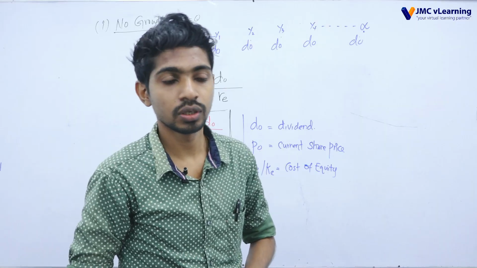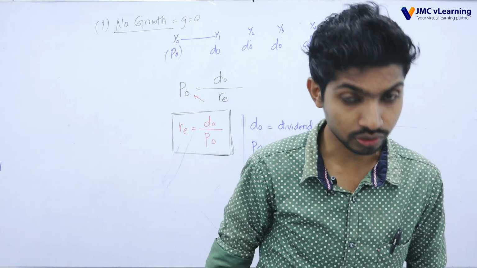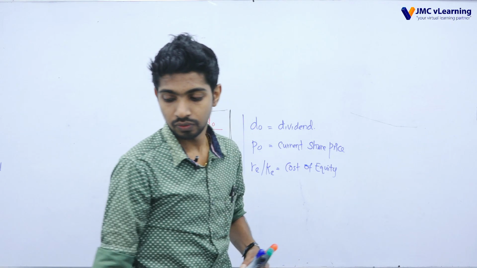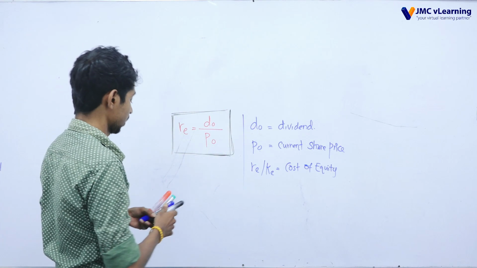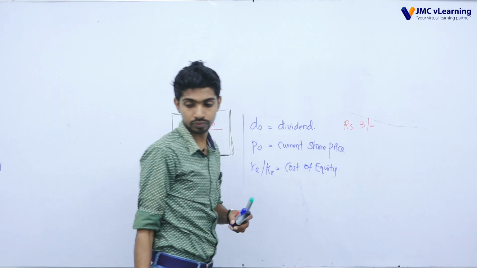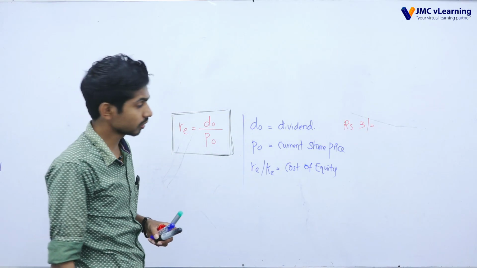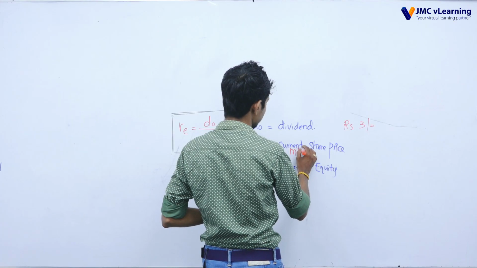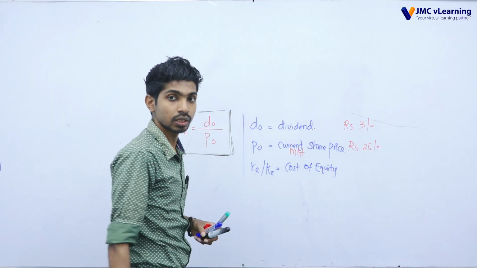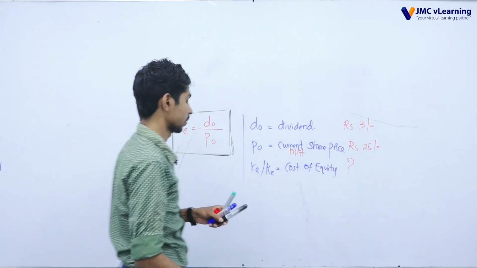Okay, we will move to question number 1. A company pays 3 rupees dividend per share for a year. The market price of the share of this company is 25 rupees. Calculate the cost of equity of the particular company. What is the information? The company pays the dividend. The dividend is how much? 3 rupees. Then the market price of the share, that is the current share price. How much? 25 rupees. Here we want to know about the cost of equity.